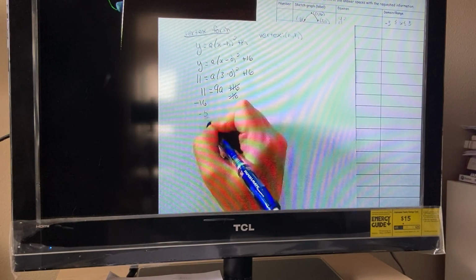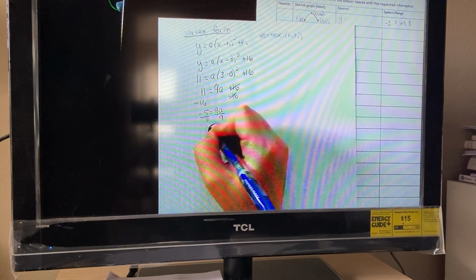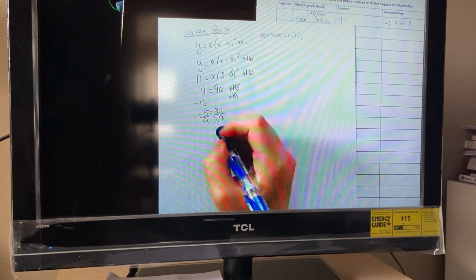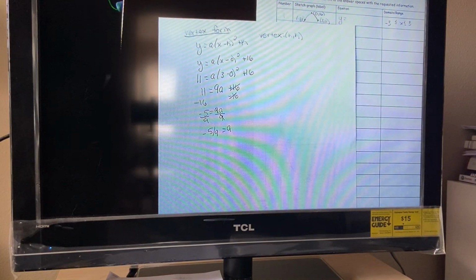So negative 5 equals 9a. And I just want a, so I'm going to divide by 9 to get my last variable done. So negative 5/9 is a. And that's all the parts I need. I have h, k, and a. Those are all variables that need to be filled in.